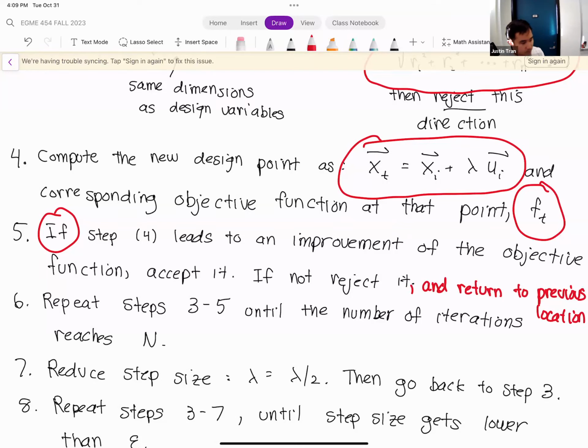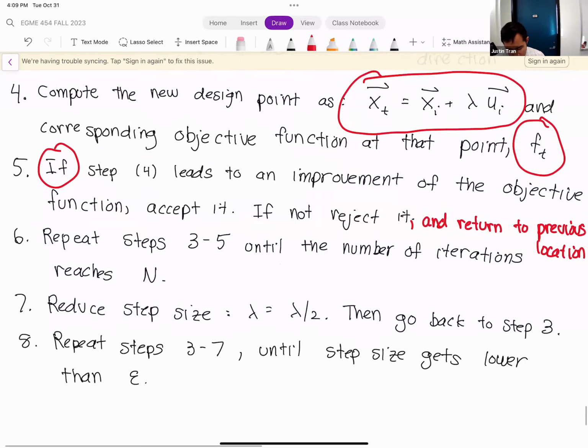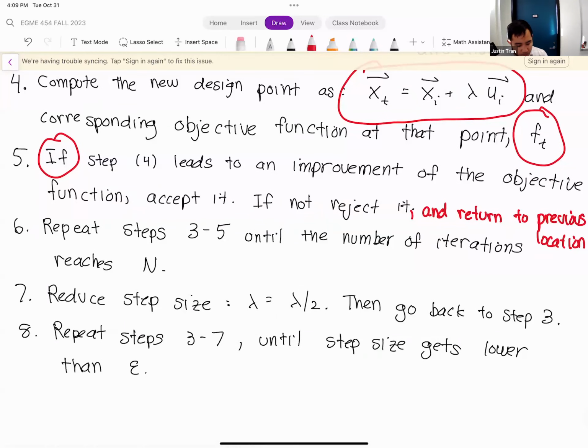Okay. And then we're just going to repeat steps 3 through 5 multiple times, until we reach our max iteration counter. And then from there, we're going to repeat that entire process again, because the logic here is that as we take steps, we're going to get closer and closer and closer to the optimum. At least that's the hope, right?